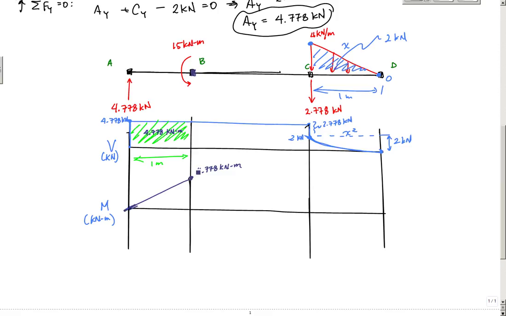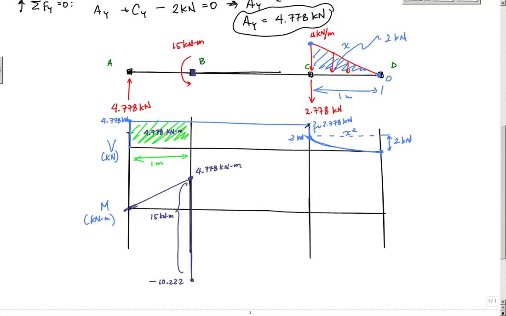So here I'm going to go down 15 kilonewton meters, which will take me down to about negative 10.22 kilonewton meters. So I'm going to jump all the way down over here, and this value is negative 10.222. And this delta M is my concentrated moment of 15 kilonewton meters. That's my delta M.